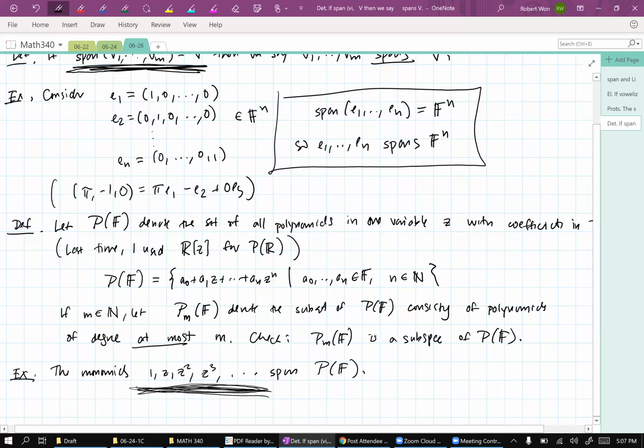On the other hand, the monomials 1, z, z squared, up through z to the m span Pm of F, right? If you want to get a polynomial of degree at most m, it suffices to take linear combinations of just these m+1 monomials. Okay.